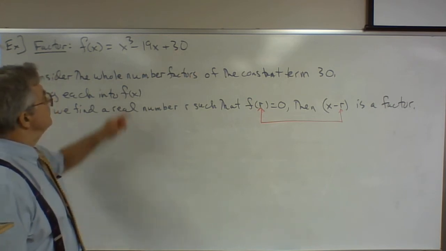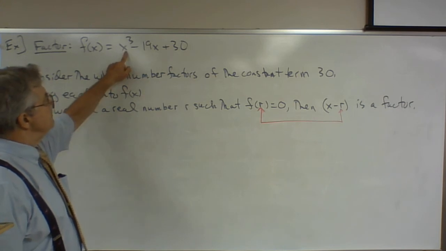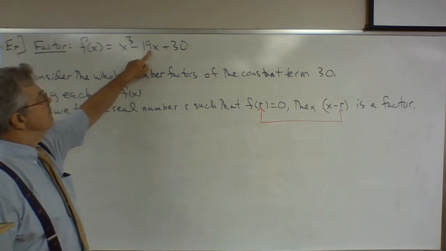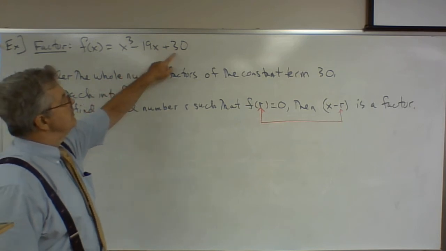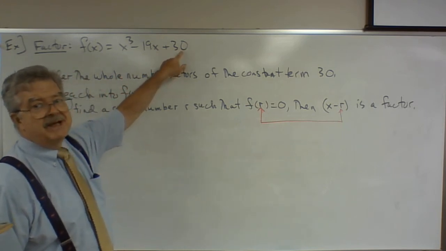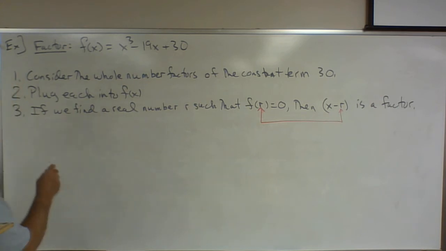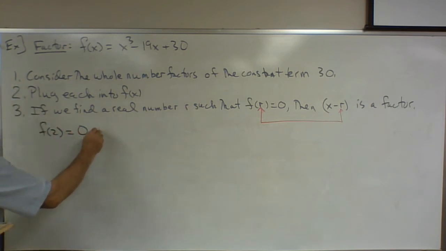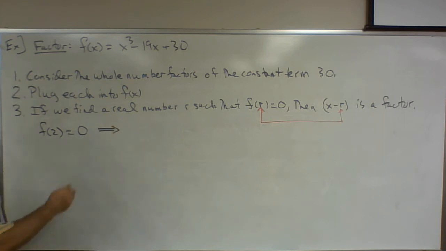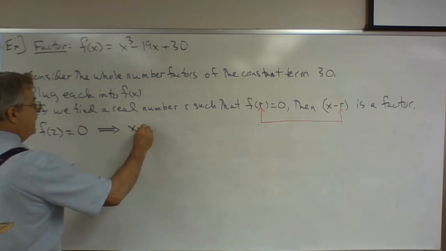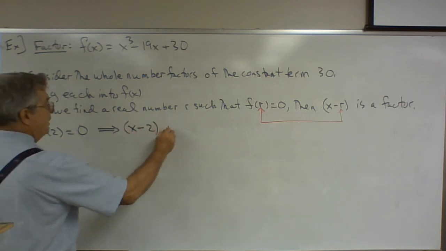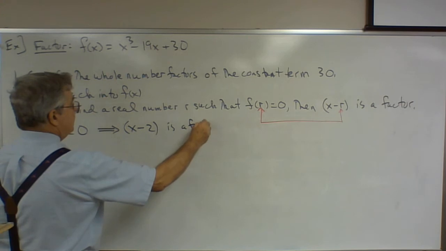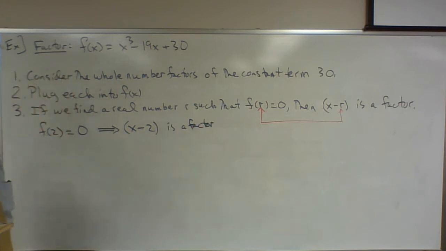Let's try 2. 2 cubed is 8. Minus 38 is negative 30, plus 30. Ooh, we get 0. F of 2 equals 0. So that means that x minus 2 is a factor. Things just got a lot easier.